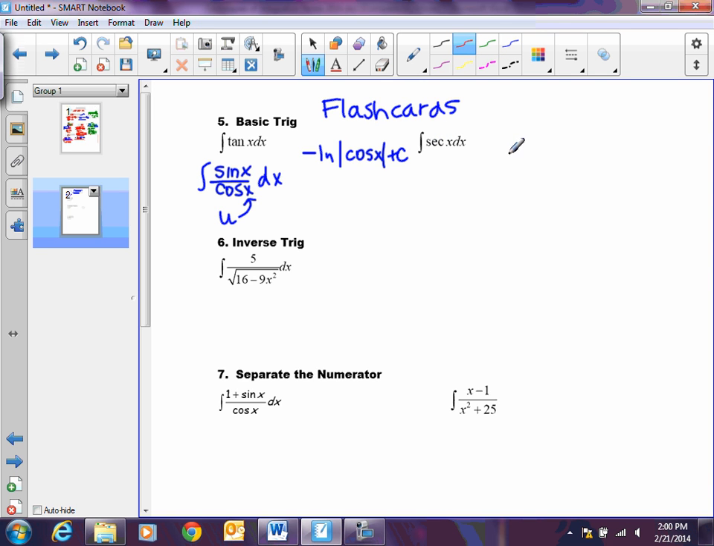Okay, we know there's a natural log in there, right? Actually, I want you to get out your flashcards. I want you to find this one. And I know it's a lot. I'm asking a lot of you to memorize it. I wouldn't do it if it wasn't on the AP test.